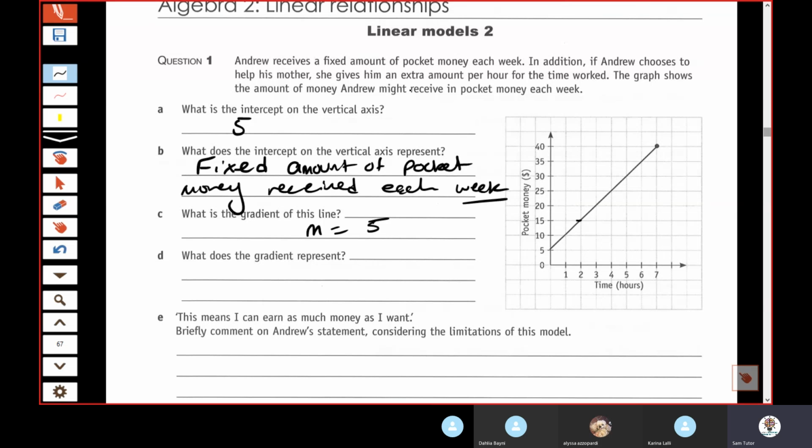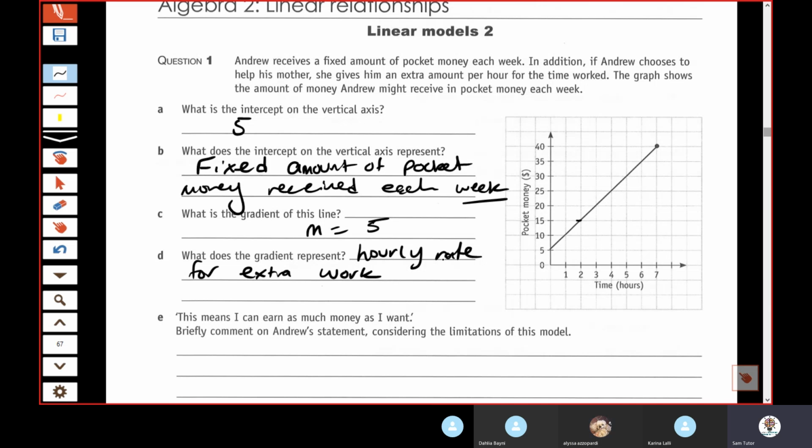The gradient represents how much hourly, extra money he gets. Yeah, that's it. Or I would call it hourly rate. Or extra work, let's say that. But I think we're looking for rate. That's the big word.